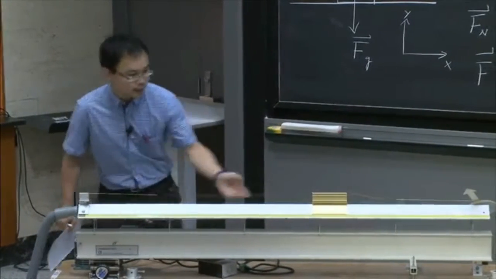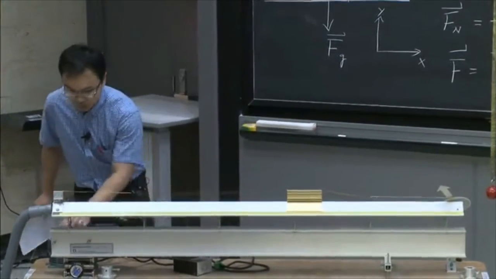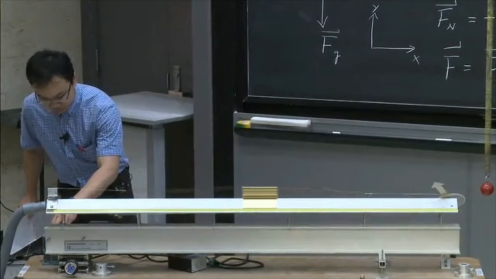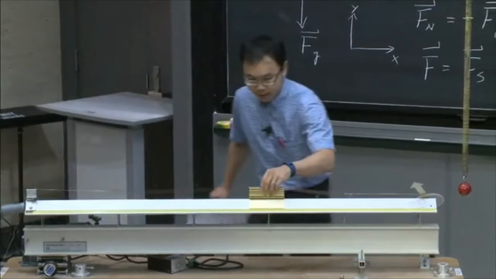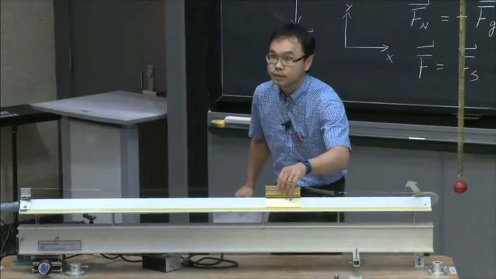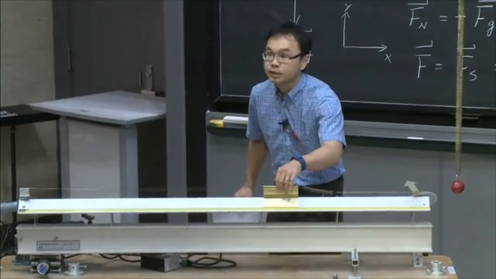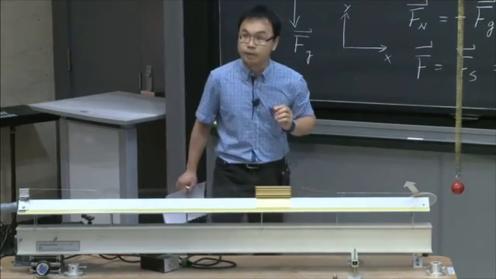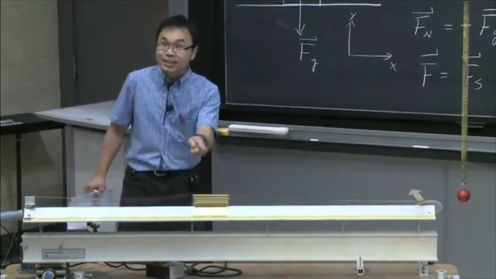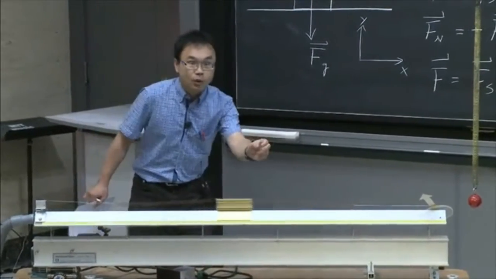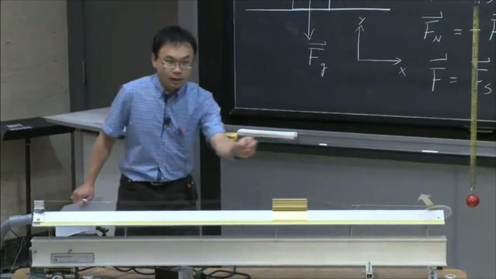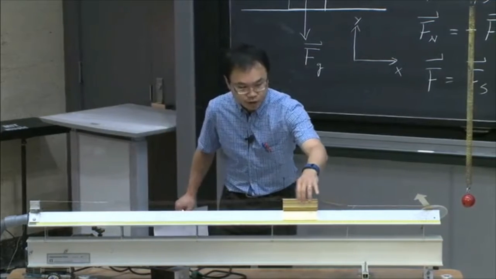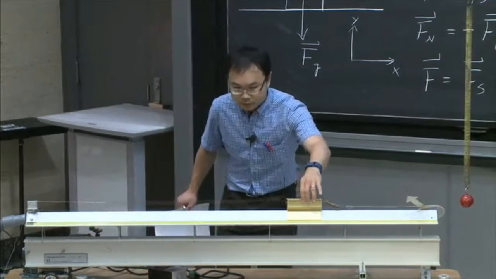Okay, so now I can turn on the air so that I make this surface frictionless. You can see that now I move this thing slightly away from the equilibrium position, and I release that carefully. So you can see that really it's going back and forth harmonically. Okay? I can change the amplitude and see what will happen.